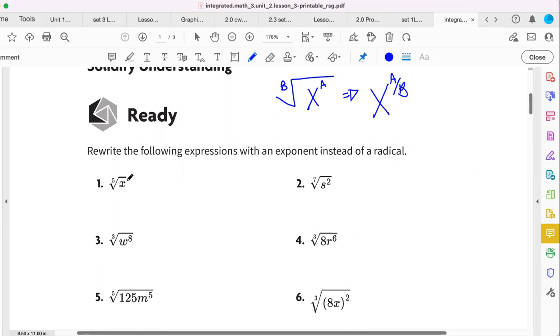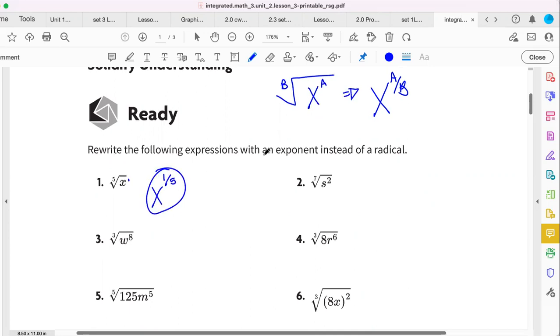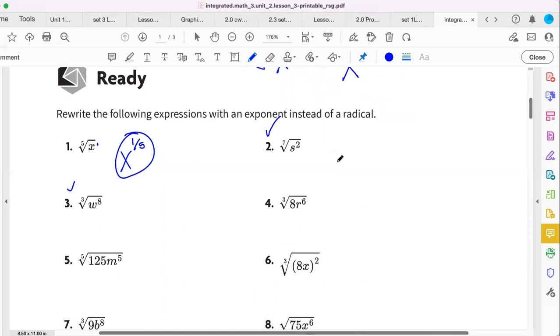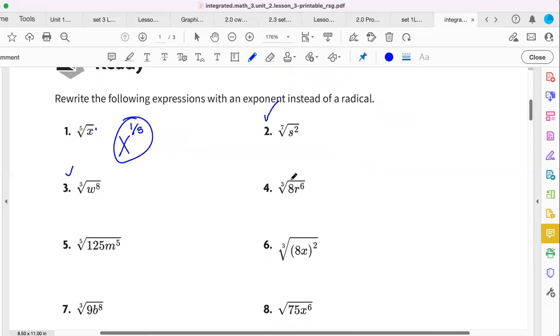Trust me. So here you could rewrite this because it's x to the first power in a fifth root. You can keep x on its own. 1 goes up, 5 goes around. This is as good as it can get. Pretty simple. 2 is going to be similar. 3 is going to be similar. 4 can be cleaned up a little bit more, and I'll show you how.